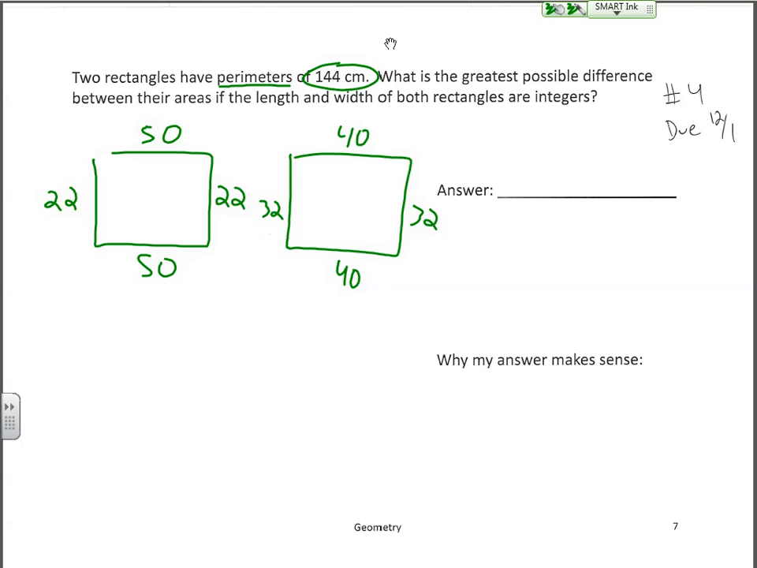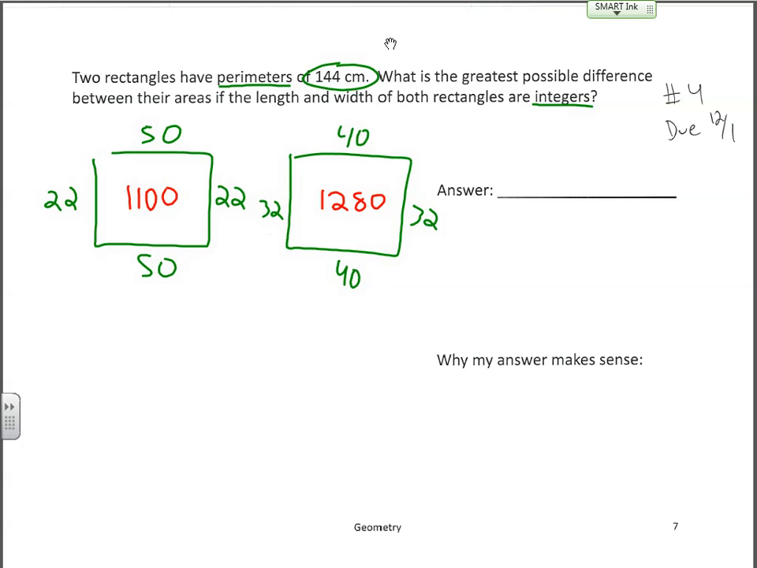What we're really looking for here is the greatest possible difference between their areas, and the fact that the length and width are integers means I can rule out decimals and fractions. That helps a little bit. The area of this first rectangle, 50 times 22, is 1,100. And 40 times 32 is 1,280, which is a difference of 180, right? Difference is how far apart they are, or if you subtract them, we get 180.